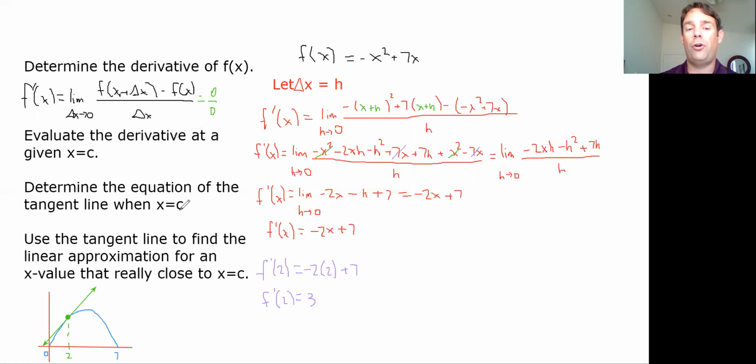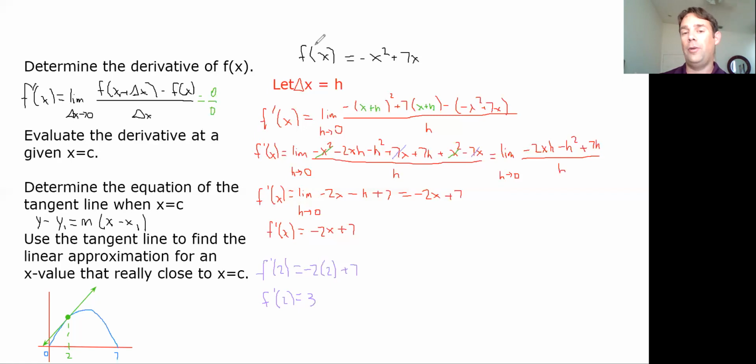The next part said determine the equation of the tangent line. Now, for our purposes here in pre-calc or in calculus, we are always going to use the tangent line in point slope form. The point slope form never makes us ever simplify anything. We're just going to leave it in this form. So, friends, I know what x is, it's 2. I know what my slope is, it's 3. I don't know what my y1 is, my y value.